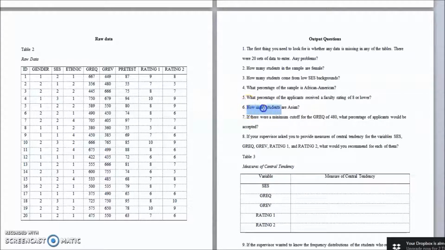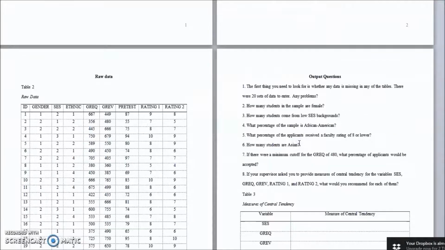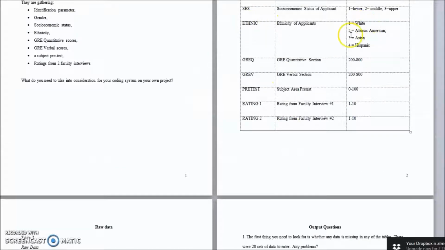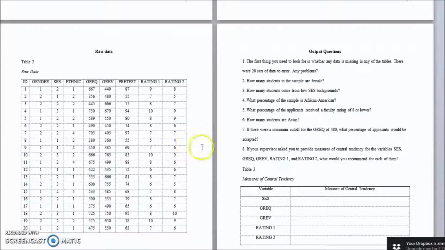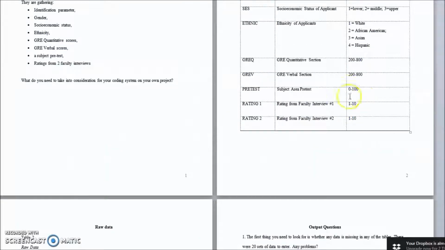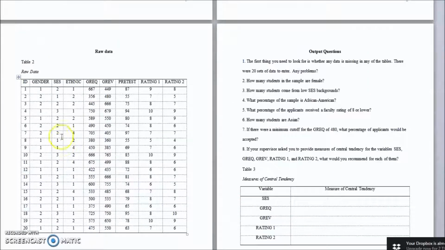The next question is, how many students are Asian? Once again, I go back to my coding. Asian is number 3. This is just asking you how many students, not a percentage. So I go back and look at ethnicity, and then I look at what my coding was. It was 3. Do I have any 3s or not? So Asians.